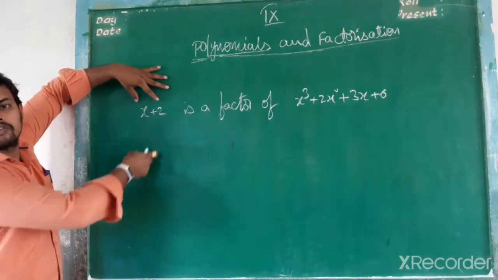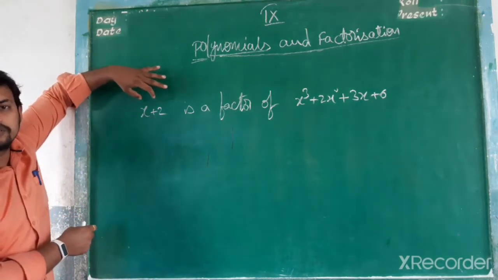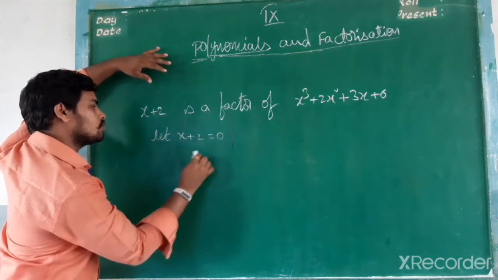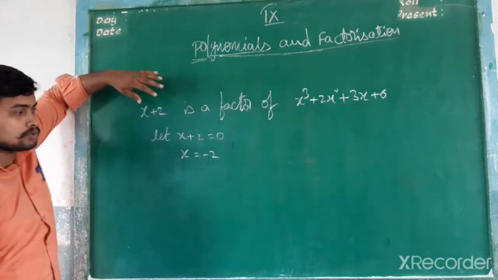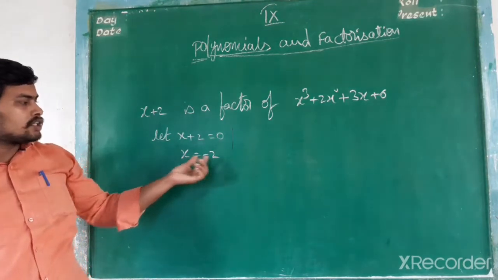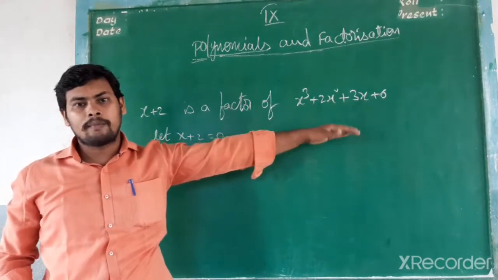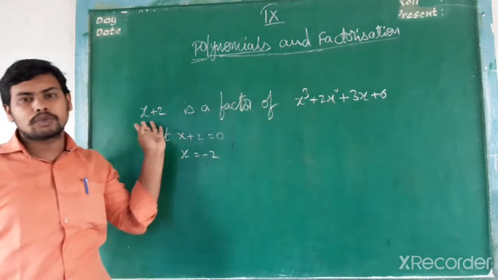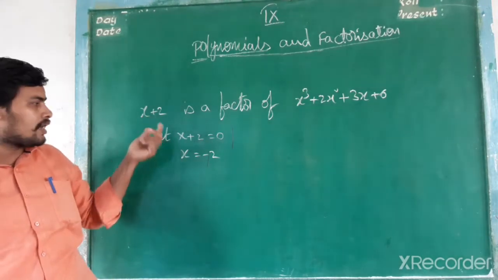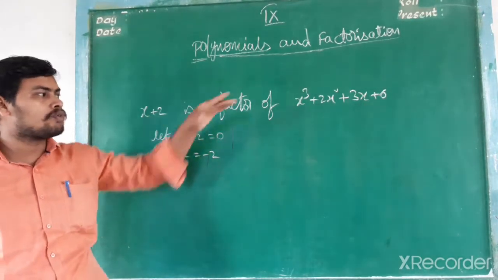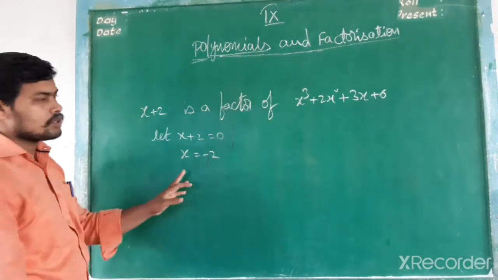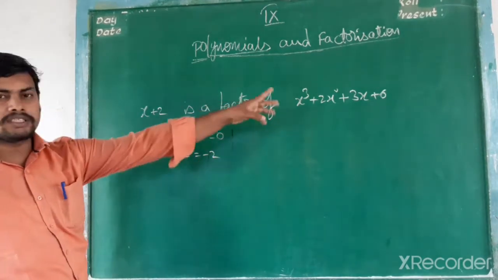First of all, you have to find the zero of this polynomial. How can you find the zero of this polynomial? Let x plus 2 equal to 0, so x equals minus 2. Here minus 2 is the zero of this polynomial. Now substitute minus 2 in the place of x in this cubic polynomial. If the result is 0, then x plus 2 is a factor of this polynomial. Suppose x minus 2 is there, you have to write x minus 2 equal to 0, x equals 2, then put the value 2 in the polynomial.